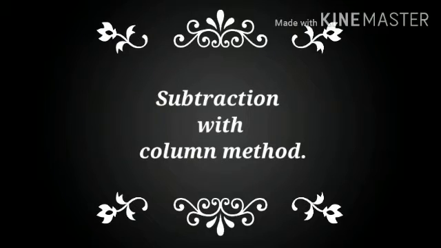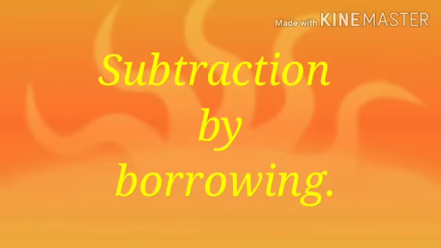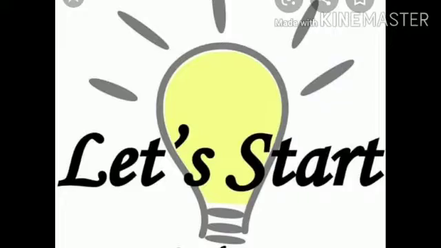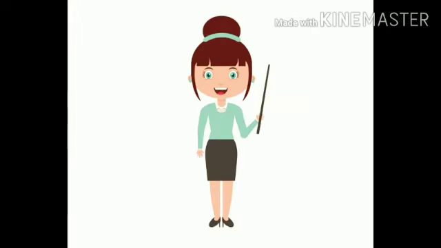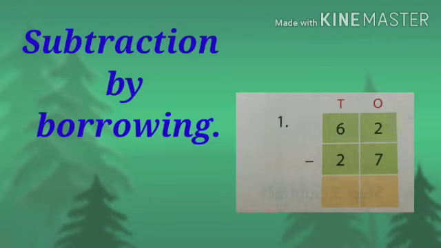Children, in the previous video, we have learned subtraction with column method. Today we are going to do subtraction by borrowing. Let's start, children. Sometimes the digit we need to subtract is bigger than the digit it has to subtract from. In such cases, children, we need to borrow from the digit on the left. Now children, let's start with subtraction by borrowing.